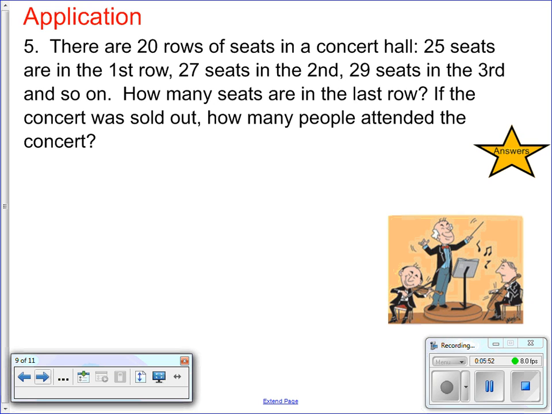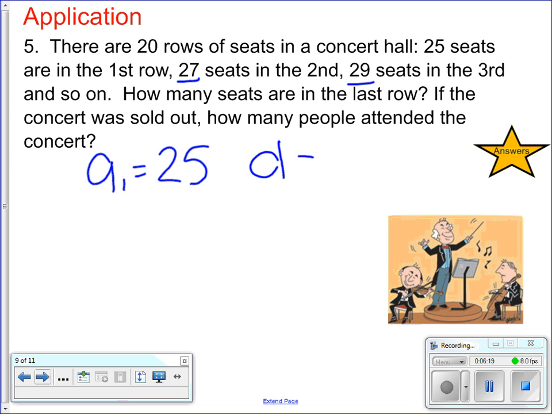If there are 20 rows of seats in a concert hall, 25 in the first row, 27 in the second row, 29 in the third, and so on, how many seats are in the last row? And if the concert was sold out, how many people attended? The first row has 25 seats, and every time we're adding 2 more, so our common difference is 2.